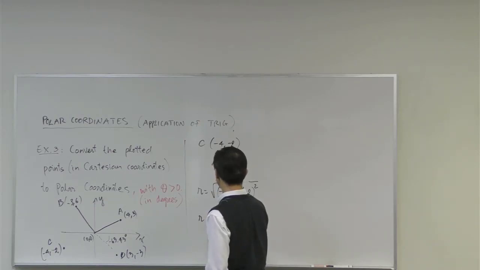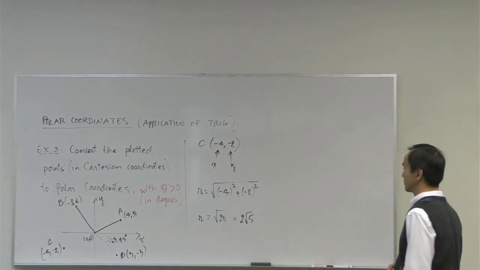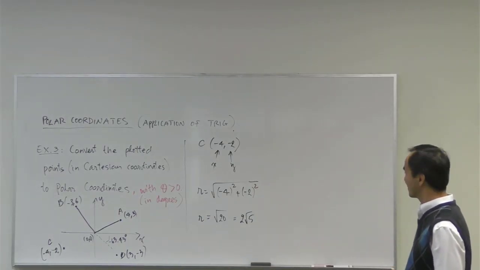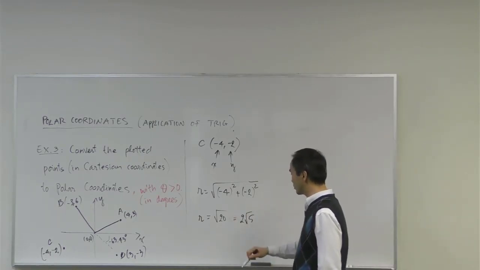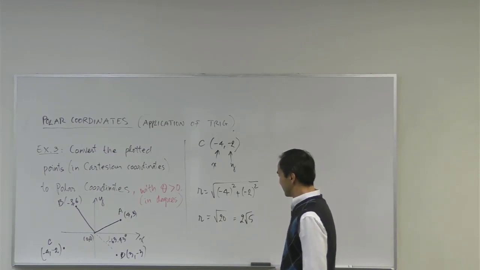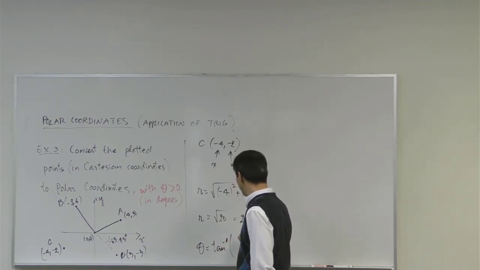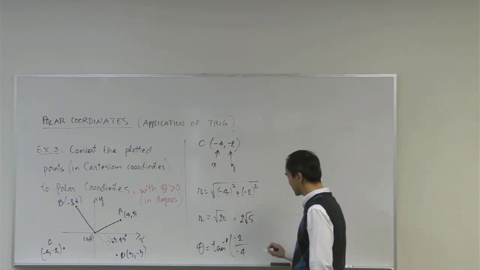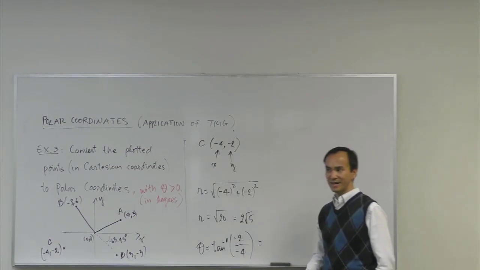Square root of 20, which is 2 square root 5. -4 all squared is 16, -2 all squared is 4, adding together is 20. So we're going to now calculate the angle. We're going to run tangent inverse again: y over x. So y in this case is -2, over x which is -4. Go ahead and get that calculated.